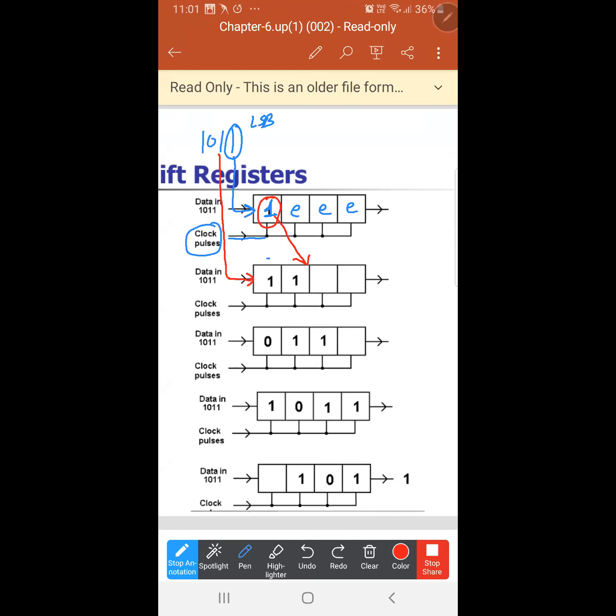Now the next digit is 0, the next input. So 0 will be here, and these two will shift to the right, because it is a right shift register. Then the next is 1, and this 0 will be here, this one will be here, and so on. Now all flip-flops are occupied, and this is the data which we want to save.